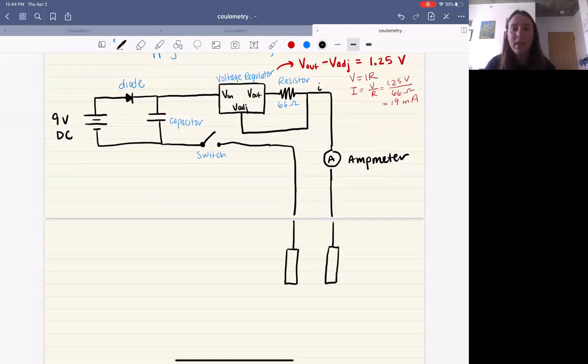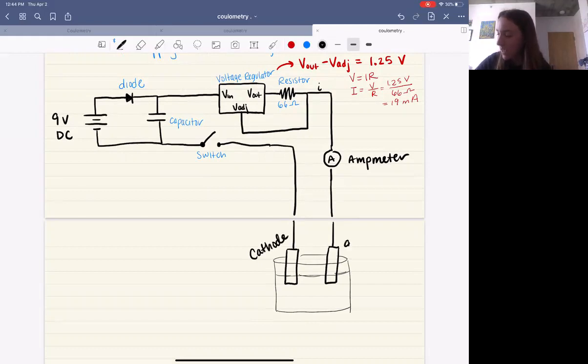Now, these two ends of our circuit are going to lead to two electrodes, which we will have in a beaker of solution. Those electrodes will be submerged. This side is the cathode, where reduction happens, and this side is the anode, where oxidation happens. And our solution is going to have our analyte in it, the HCl, which of course dissociates into H plus and Cl minus.